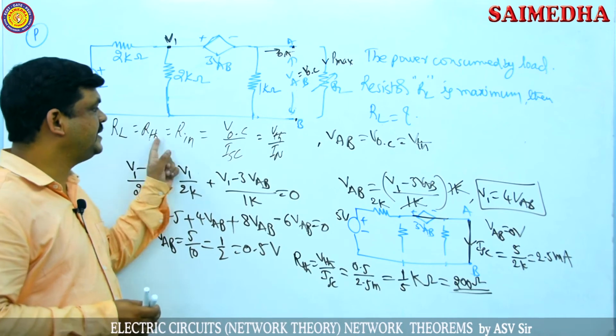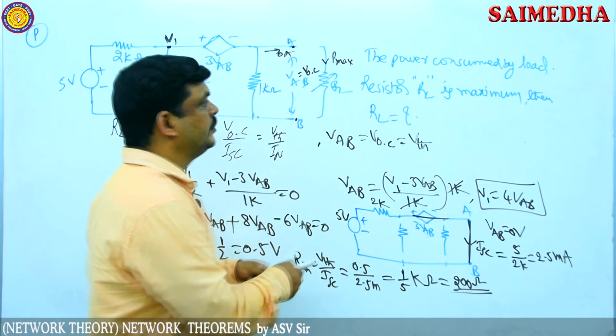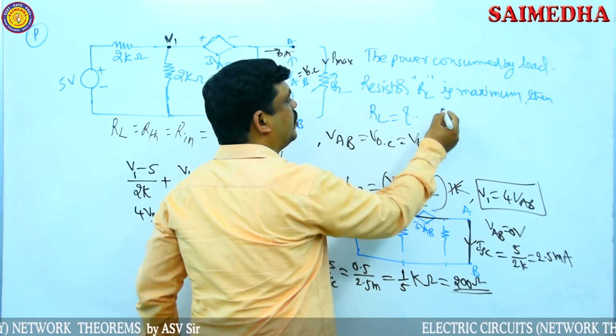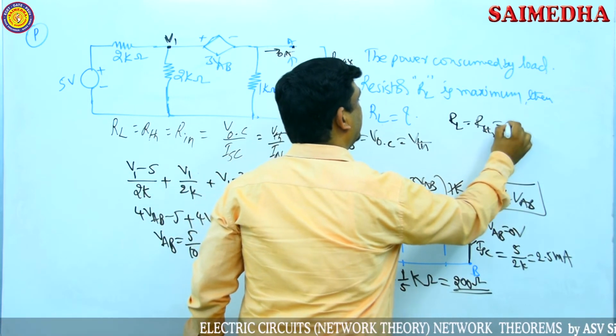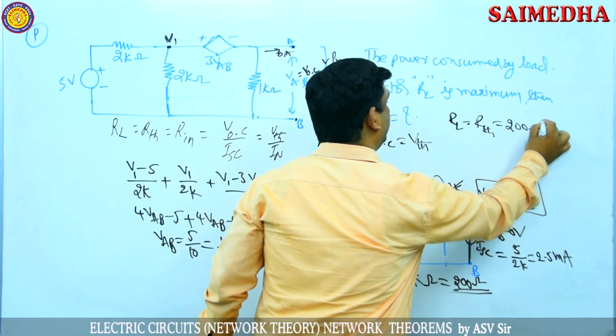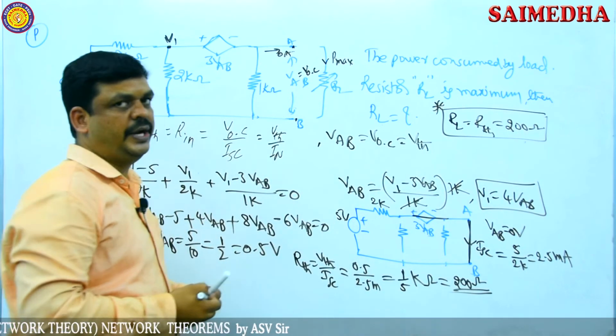If the Thevenin's resistance is 200 ohms, then from the maximum power transfer theorem, the maximum power consumed by the load resistor RL occurs if RL is equal to RThevenin. Then RL value here is how much? 200 ohms. According to the given problem, RL is 200 ohms.